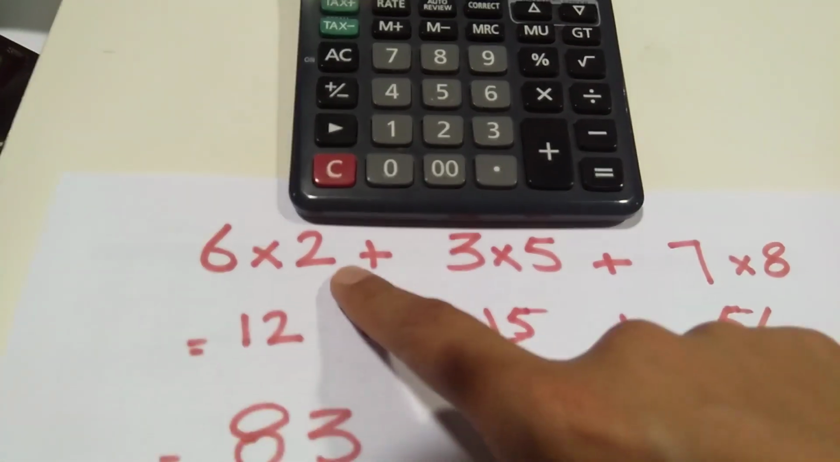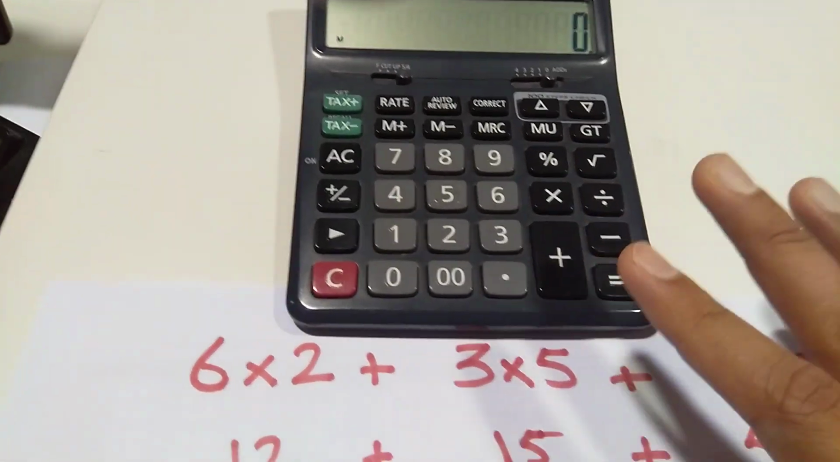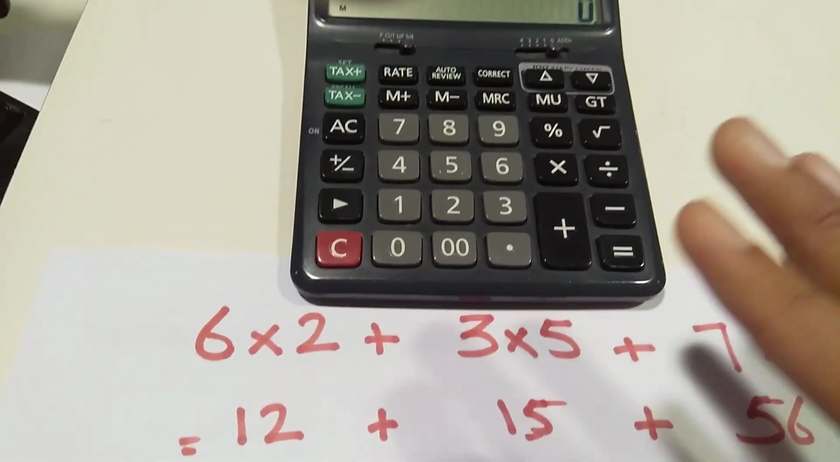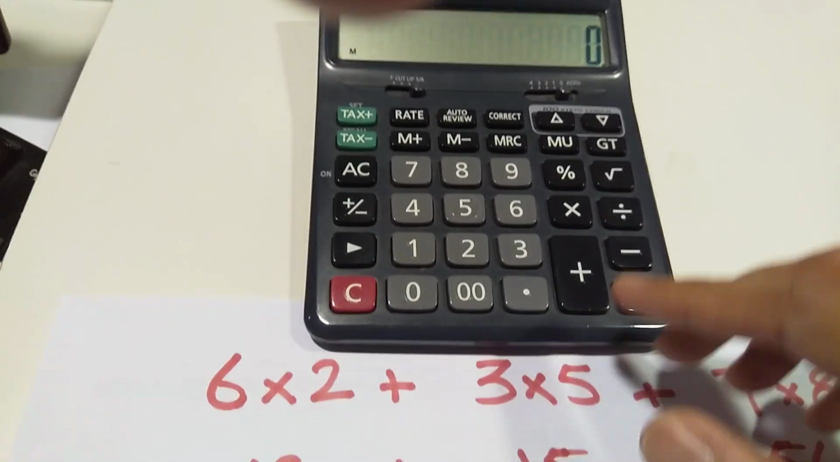For example, if you do this plus in the calculator, it will give you the wrong answer. So I'm not going to do that step. I'm going to repeat the first step.